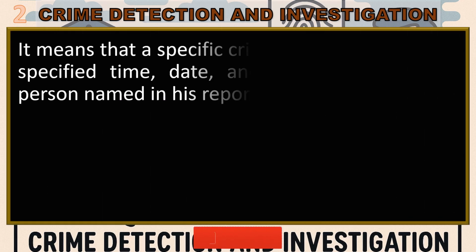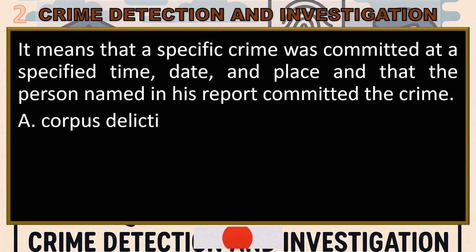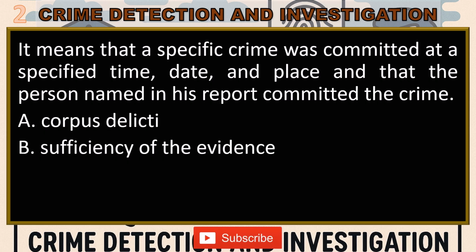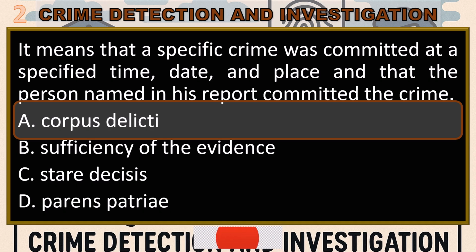It means that a specific crime was committed at a specified time, date, and place, and that the person named in his report committed the crime. Letter A corpus delicti. Letter B sufficiency of the evidence. Letter C stare decisis. Letter D parens patriae. In the next 5 seconds, select the best response from the available options. The letter of the correct answer is A, corpus delicti. The corpus delicti means that a specific crime was committed at a specified time, date, and place, and that the person named in his report committed the crime.